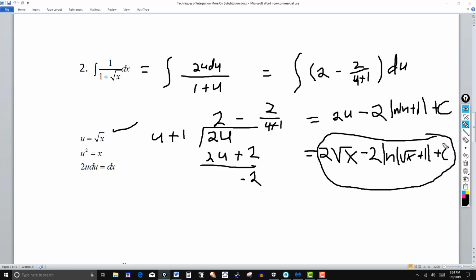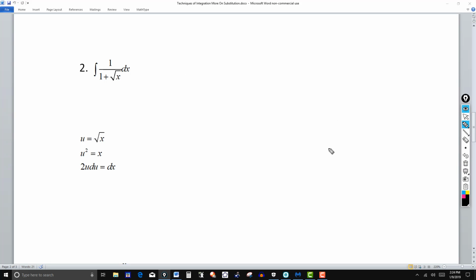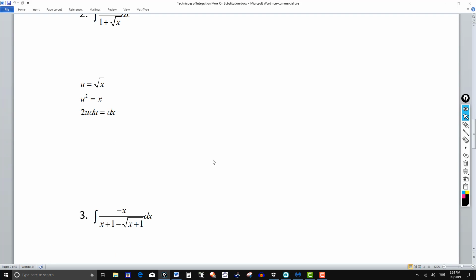Okay, feel free to pause the video and rewind if I'm going too fast. Clear this here. Okay, the next one, again, a similar problem. We have the integral of minus x dx over x plus 1 minus the square root of x plus 1.